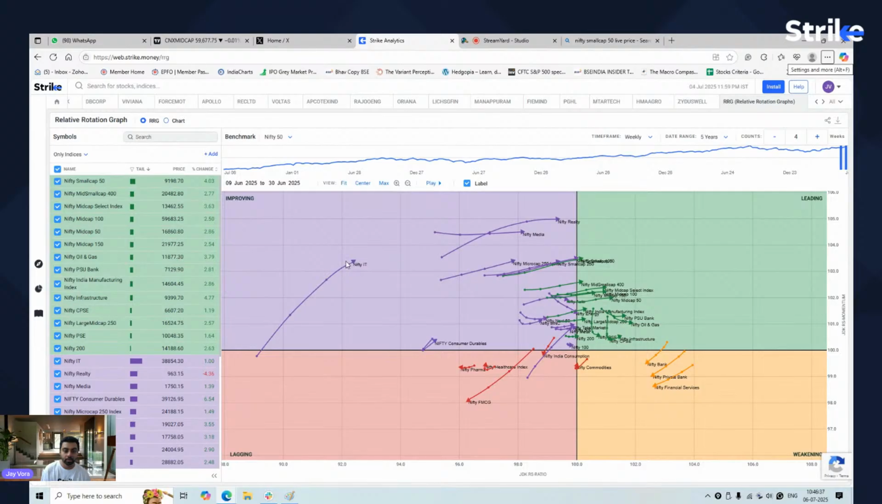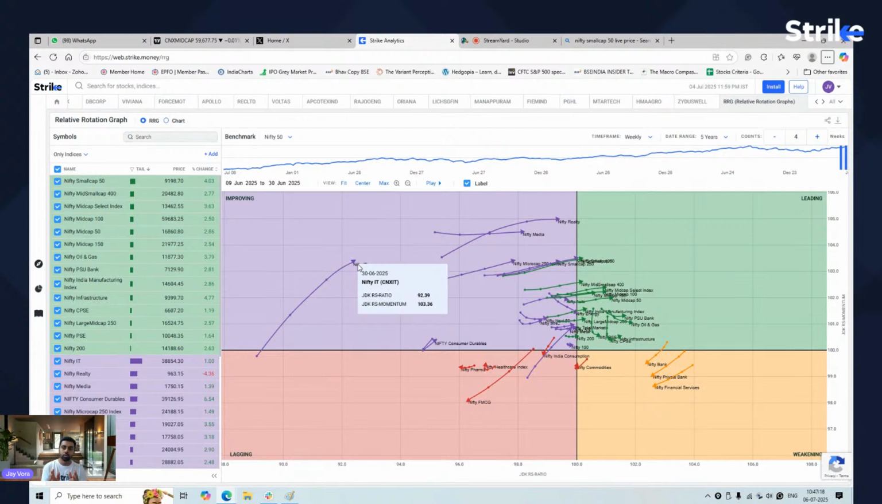Take IT, for example. IT is rising, sort of northeast. What it means is that the momentum is increasing, because the momentum last time was 102.68, and now it is 103.36, which means momentum has increased. Even the RS ratio has increased. This is the weekly time frame. Last week it was 91.47, and this week it is 92.39. So that's why it is angling towards northeast.